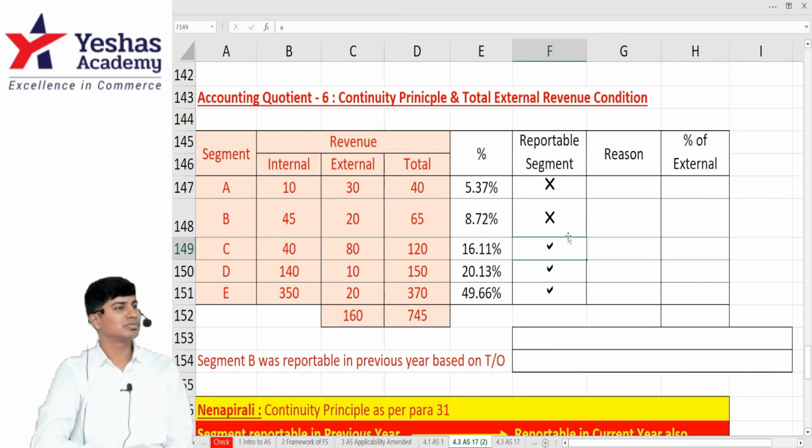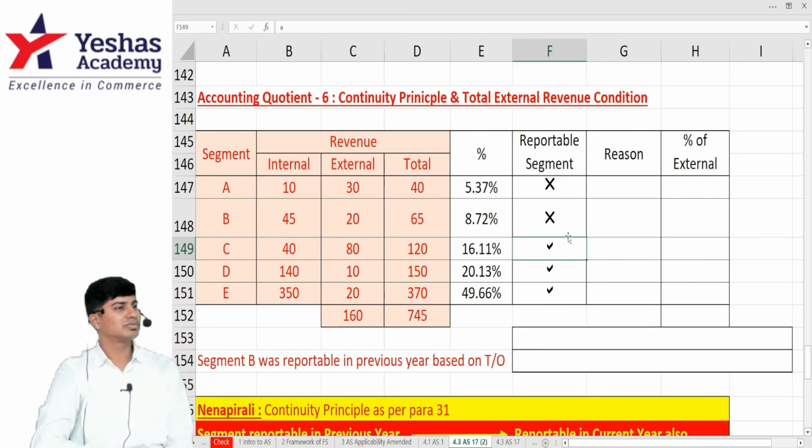Revenue means sale, not of assets, but of inventory. If you receive dividend income, that should not be considered because that is for the entire company as a whole. That doesn't belong to a single segment. So we should not take indirect income like dividend, interest, and profit on sale of investments. We should only take directly attributable revenue. You don't have any questions on this, but I hope you understood.